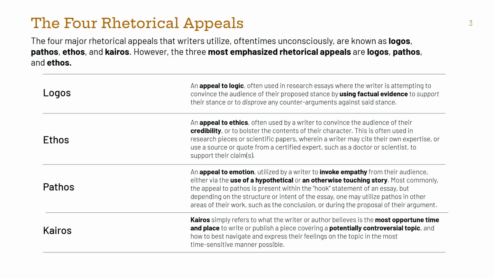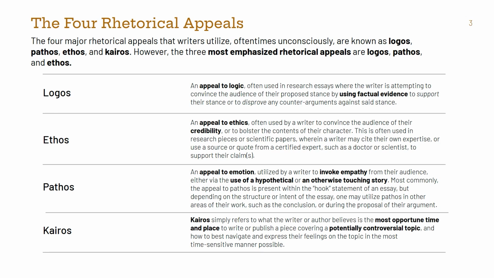The 4 rhetorical appeals. The 4 major rhetorical appeals that writers utilize, sometimes unconsciously, are known as logos, pathos, ethos, and kairos. However, the 3 most emphasized rhetorical appeals are logos, pathos, and ethos.